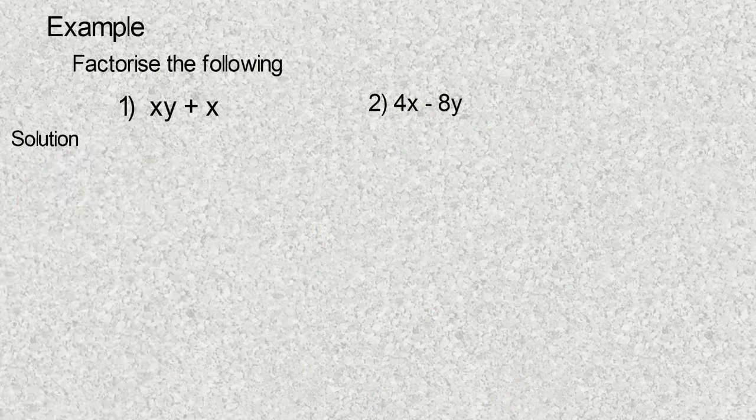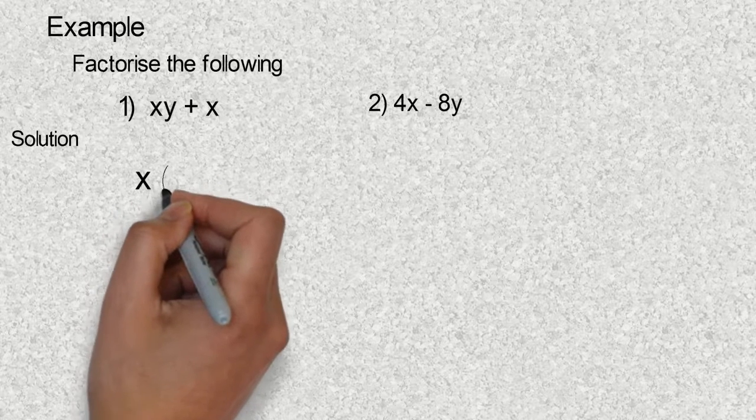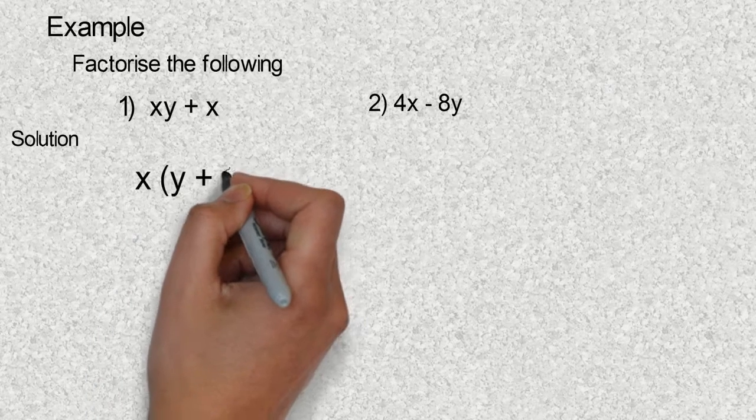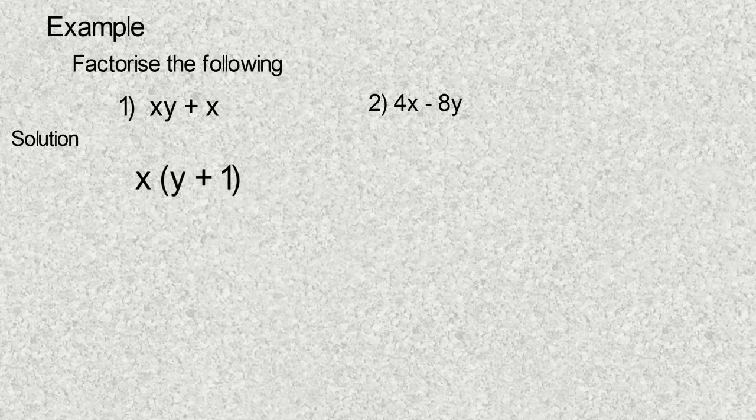I have xy plus x. I have x common to both. So if I remove x from xy, I'm left with y. Also, if I remove x from x, the coefficient of x here is what? 1, because 1 times x will give me x, so I'm left with 1. So here I have x into bracket y plus 1.